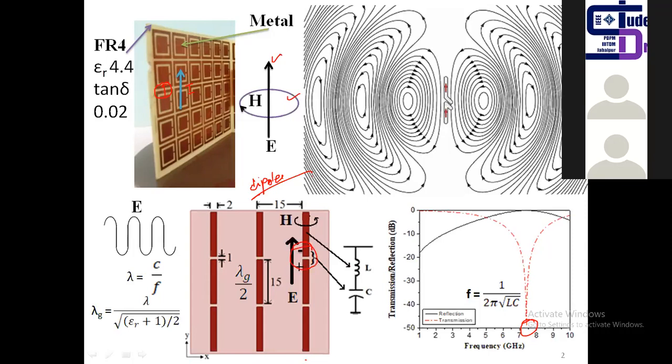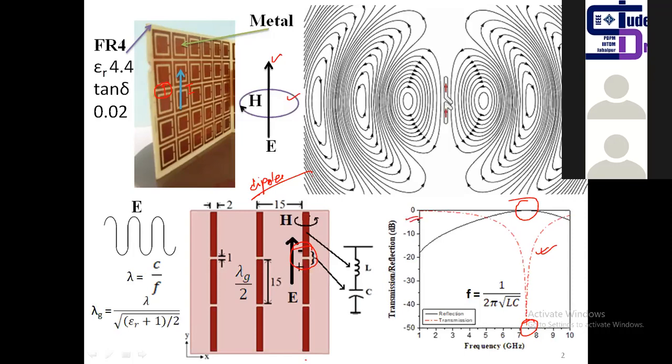I'm not going for the higher order filters. Just let us talk about a very first order filter, that is an LC series band stop filter. So it will act like that. Similarly, you can get the transmission reflection response. So in the transmission response, that is the red one, you can see the transmission is minimum at 7.5 gigahertz. And at the same frequency, the reflection is maximum, that is around 0 dB. And we always express them in decibels.